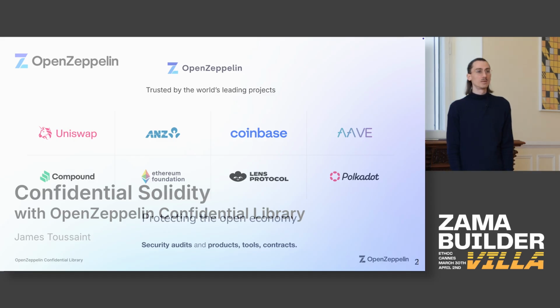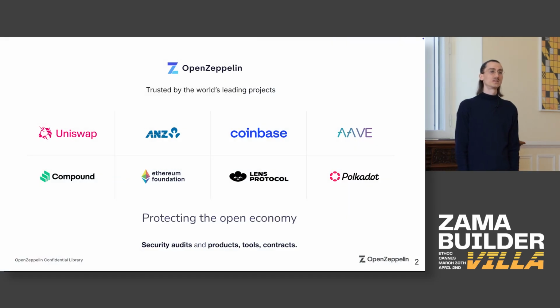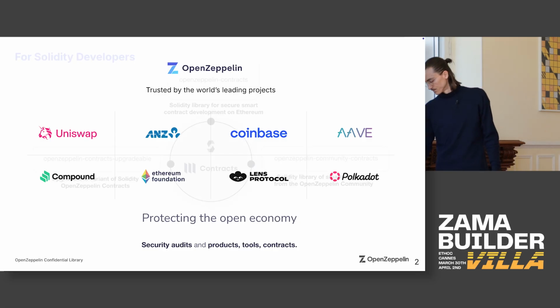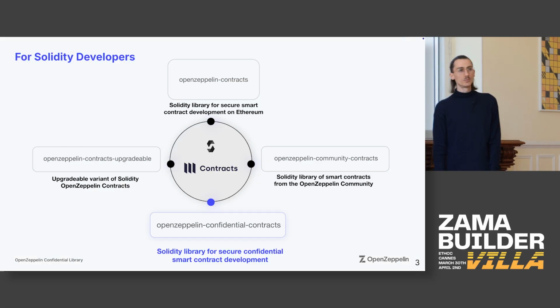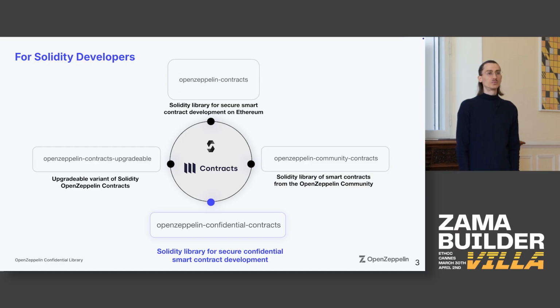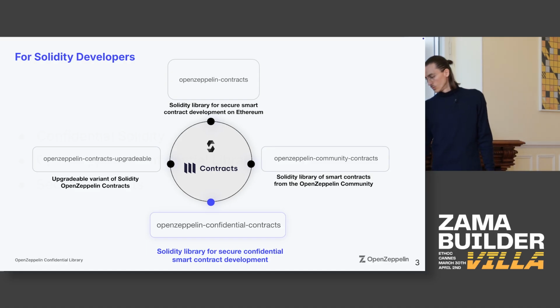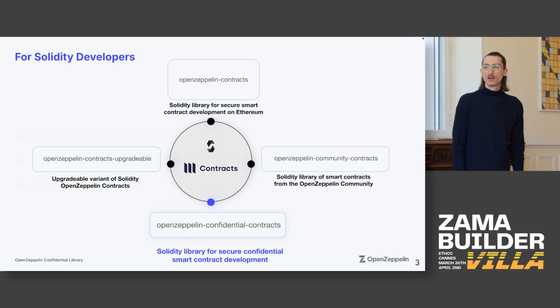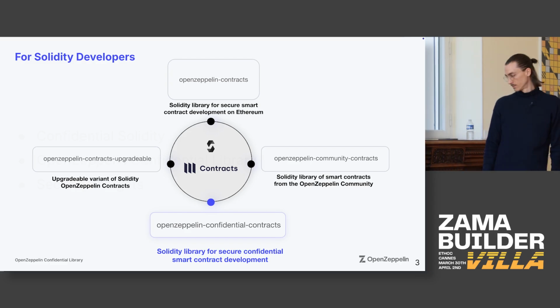If you don't know OpenZeppelin, our mission is to protect the open economy by providing security audits, tools, products, and contracts to developers. For Solidity developers, we already provide three main libraries: the main one, the upgradable one, and the community library. Today we have a new one in the family: confidential contracts.